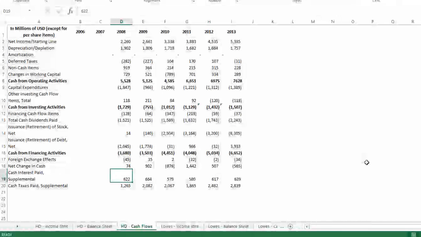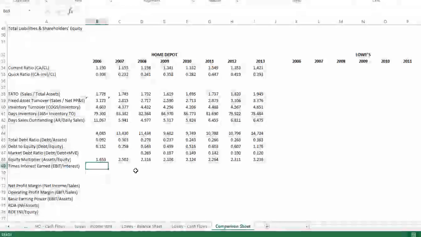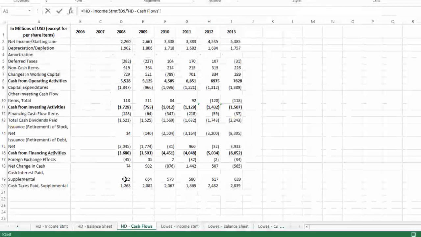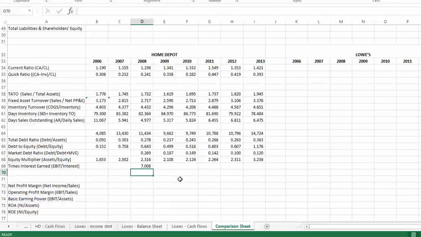So we'll go back to our comparison sheet, and in 2008 I'm going to take the EBIT divided by interest. EBIT is the same thing as operating income, and so I will use this number, 2008, and divide that by the cash interest paid in 2008, and I have a number 7. So there's 7 times more money made in operations than the firm had to pay in interest. So they were very comfortable in terms of being able to pay their interest obligations.